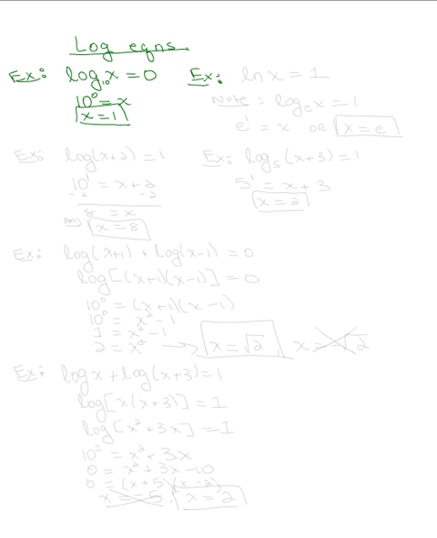Similarly, if we have ln of x equals 1, this is a natural log, which is the same as log base e. If you need to write it that way, that's fine. Converting that to exponential form, we have e to the first power equals x, or x equals e.